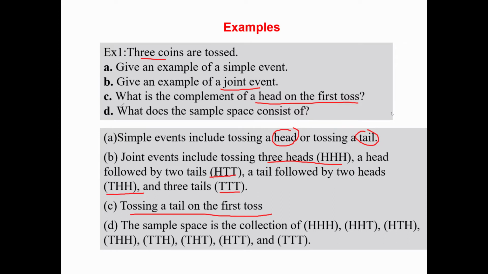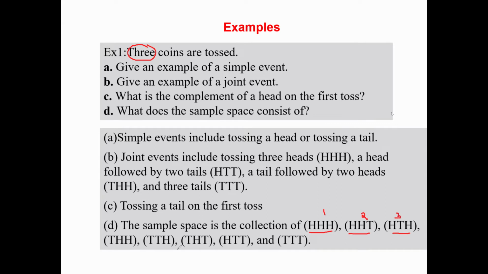Then, what does the sample space consist of? When you are tossing 3 coins, each toss can result in a head or tail. So you can say that all 3 resulted in head. This is one event. Or you can have the first 2 tosses head and the last one a tail. Or the first toss head, second toss tail, and third toss head again.